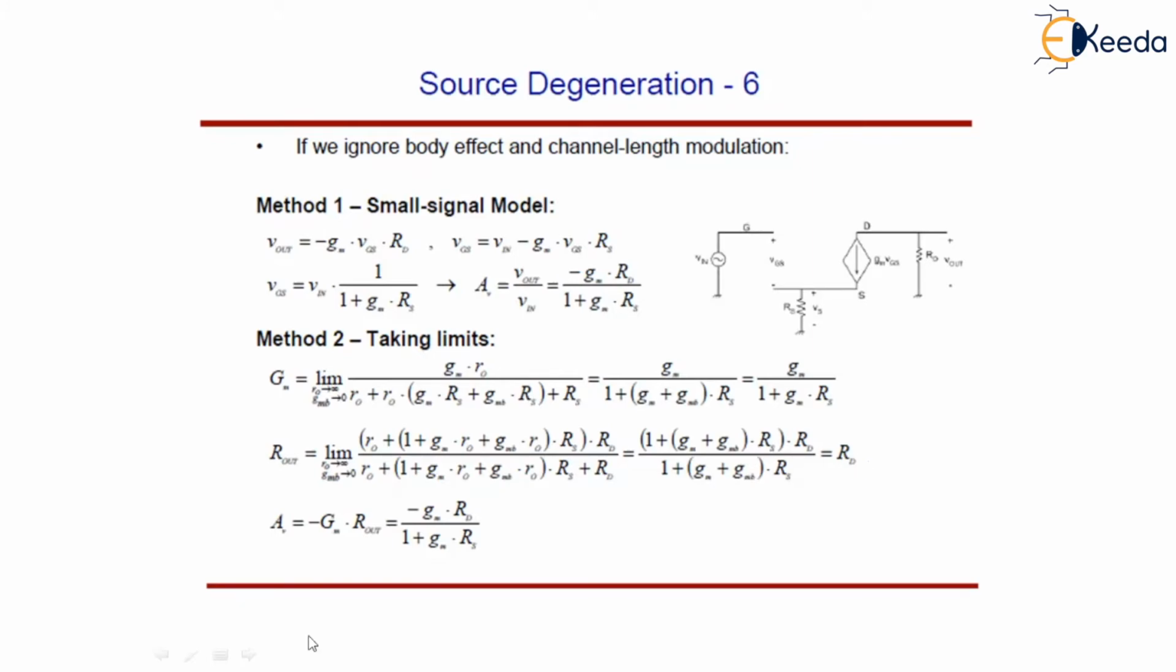Using the lemma, which says that voltage gain is given as negative of Gm Rout, we substitute both the values in this equation and we get minus GmRd upon 1 plus GmRs. This is the same as what we calculated using the small signal model.